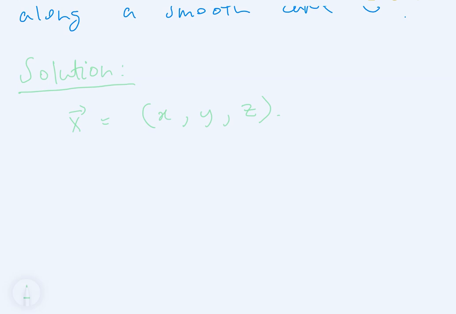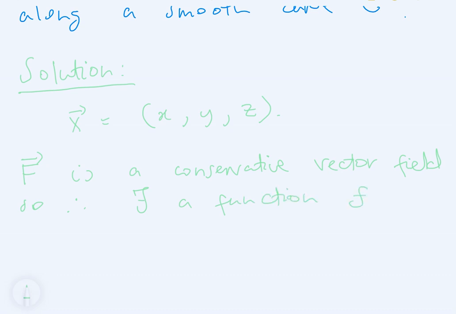So that is another thing that we note, that F is a conservative vector field. So therefore, there exists a function f such that the vector field F is equal to the gradient of this f.